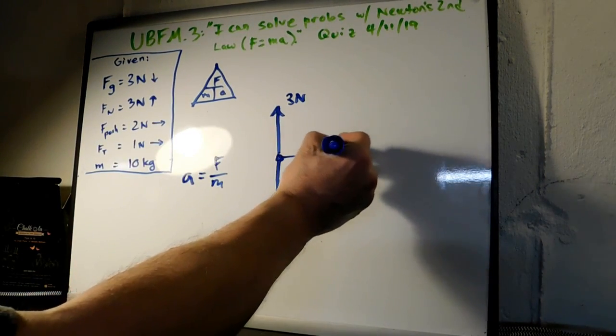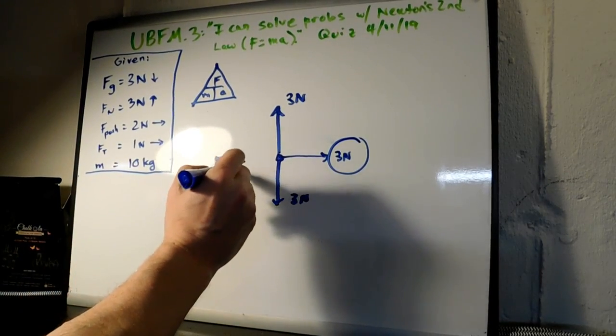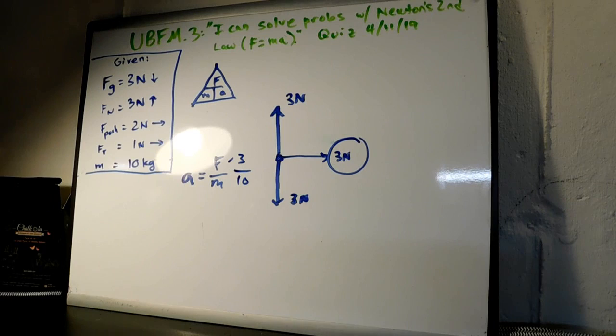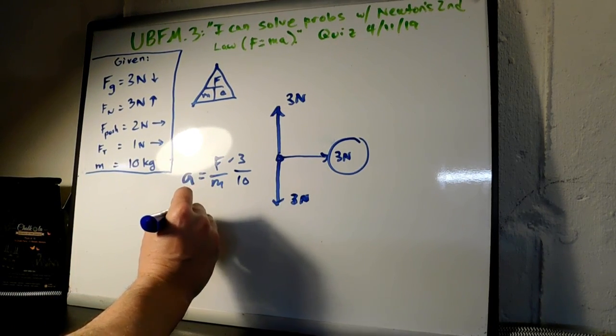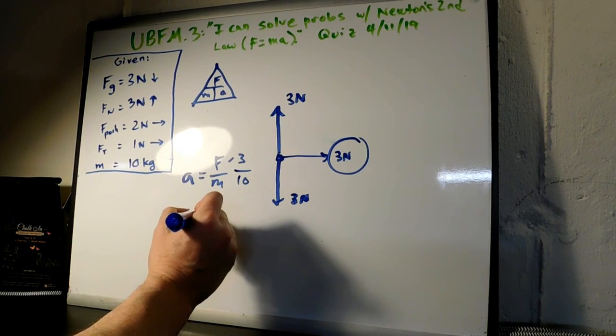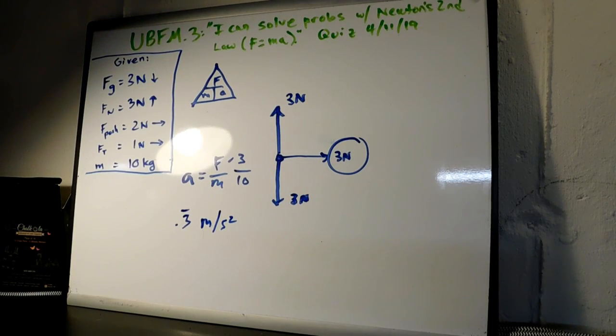We know that our net force is 3 newtons to the right. We know that our mass, which is given, is 10 kilograms. And 3/10, if you punch that into your calculator, is going to be 0.3, repeating. And it's going to be meters per second squared. So every second it's going to be going 0.3 meters per second faster than it was the last second. And that's how you do problem C, UBFM3. I can solve problems with Newton's second law, F equals ma.